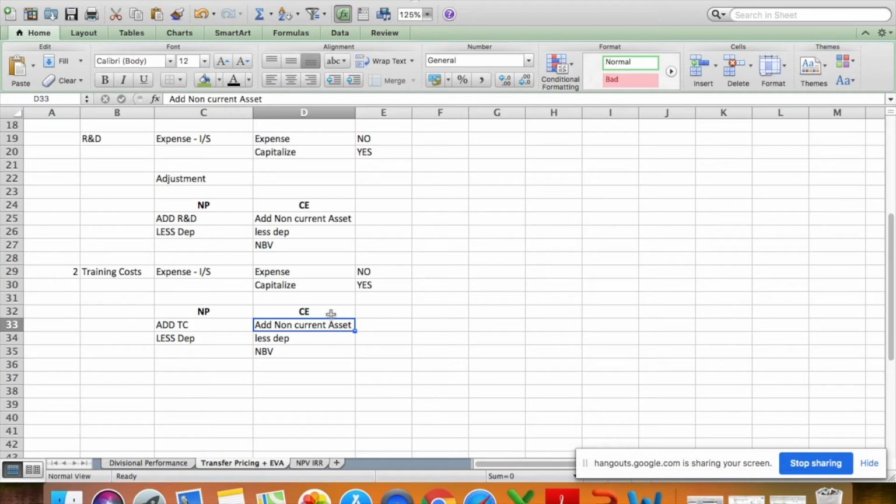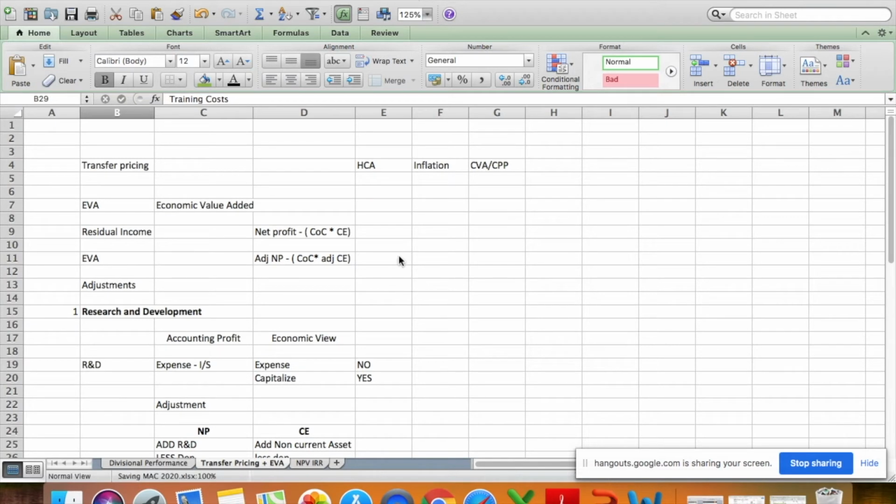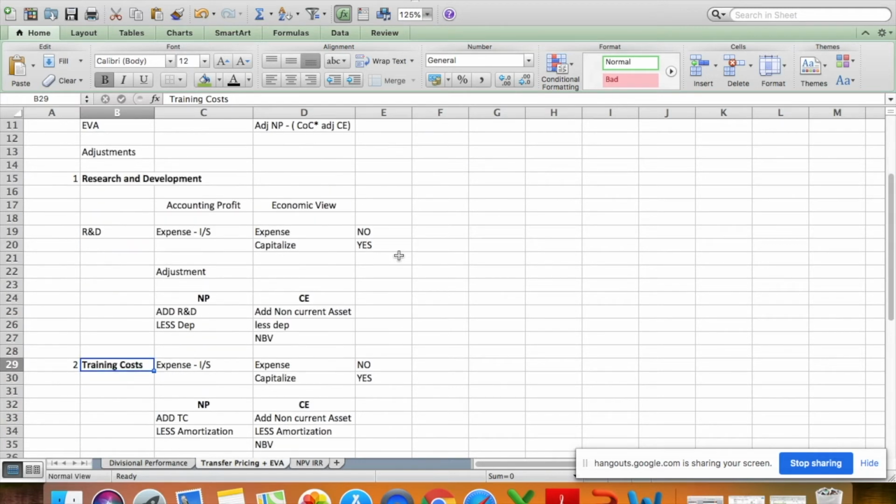Anyways, we're going to add it in a non-current asset because we've capitalized the training cost, because this is something that developed the skill. But because it's an intangible, I'm going to write amortization instead of depreciation. So I've copied it both ways. Non-current asset minus amortization gives you the net book value of training costs. And in net profit, you're going to add it back and deduct the amortization associated with it. So these are basically the two main adjustments that we did in EVA to net profit and capital employed.